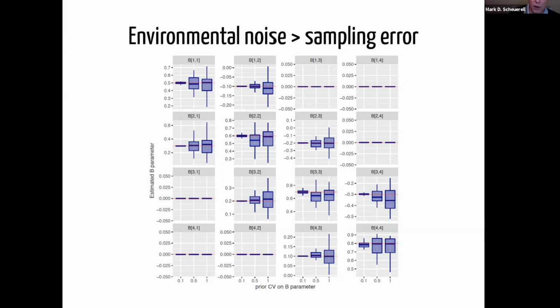And when environmental noise, the process variation, is much greater than the sampling error, it doesn't even have to be a lot greater, so when Mother Nature is throwing the system around much more than your ability to observe what's going on, we actually do a pretty good job of recovering these. What's on the x-axis here, the difference between those three box and whisker plots, is the amount of prior information that we place on those parameters. So it's 10% error, 50%, or 100%, basically.